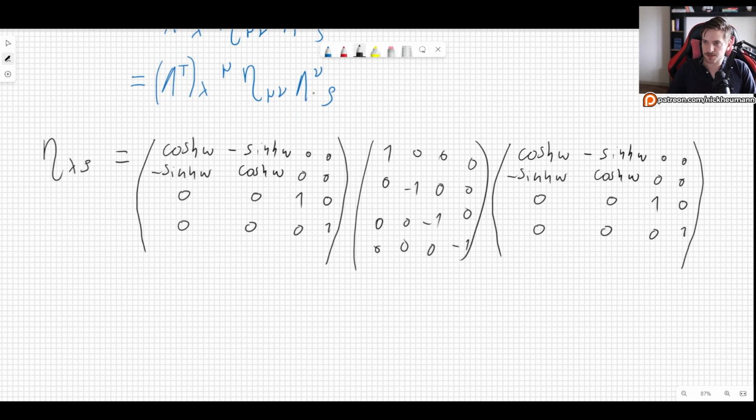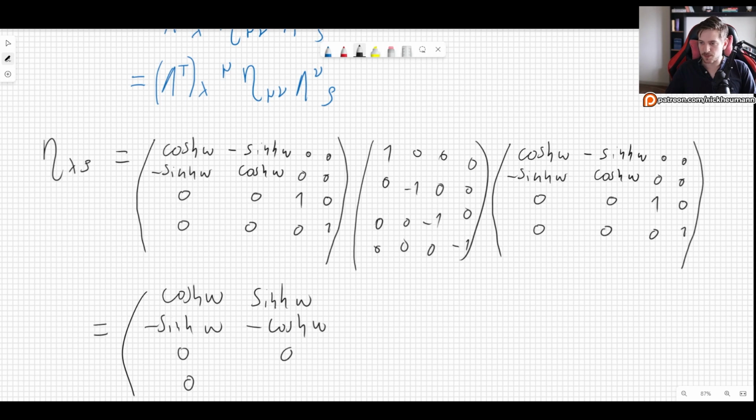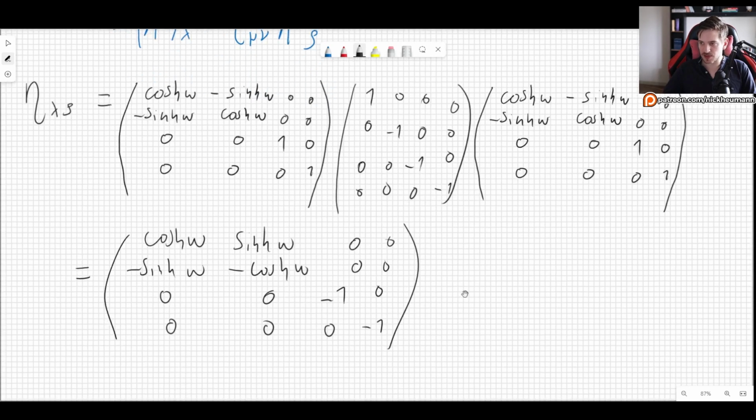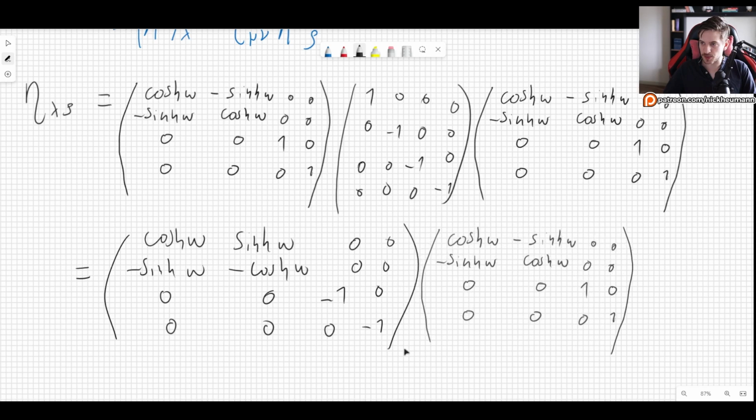Okay, so with this, we now just start multiplying. Multiplying the first two matrices, we get cosh first, so cosh omega, then cosh times 0 minus sinh times minus 1, so we get plus sinh. Then we have minus sinh times 1, and then minus cosh. And everything else remains the same, except actually for these, so we get minus 1 and minus 1, of course. And then we multiply by still the same Lorentz transformation matrix.